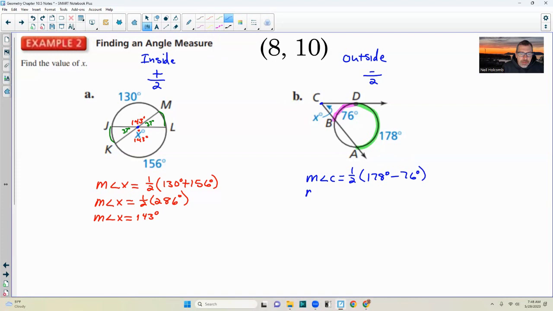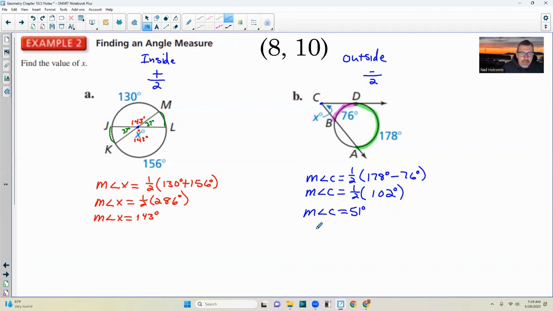Okay, so the measure of angle C equals 1/2. 8 minus 6 is 2. 7 minus 7 is 0. 1 minus nothing is 1. So this angle is 1/2 of 102 degrees. So the measure of angle C equals 51 degrees.